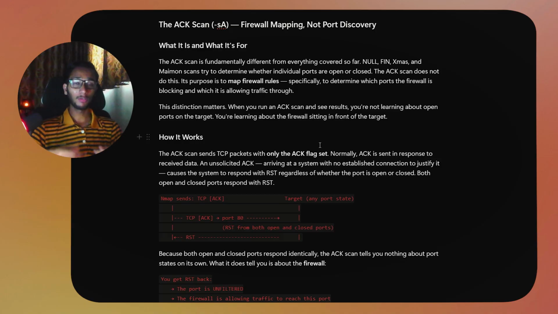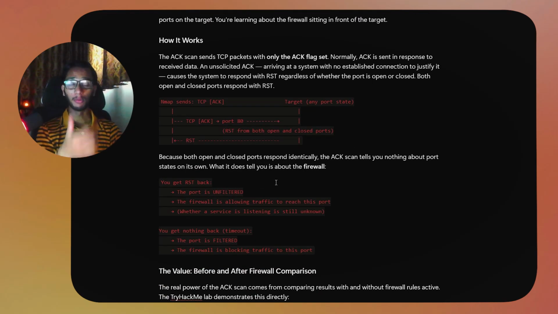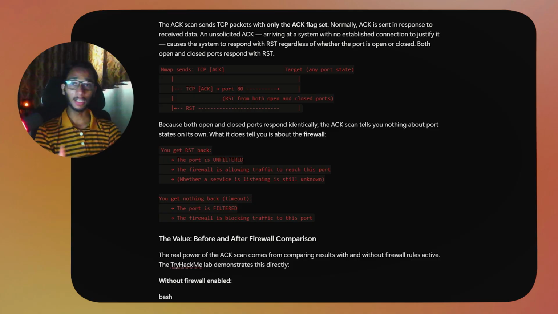And from that, first of all, the reason for this scan type is not to find out if the port is open or not. The purpose of this is to find out if there is a firewall or not, and what specific ports it is taking care of and what not, right? So for example, we send this ACK scan to any port, whether it's closed or not, and you will get the RST packet. But what actually tells you about the firewall is this: when you target a specific port and get back the RST packet, it means that the port is unfiltered. The firewall is actually allowing the traffic to reach that specific port.